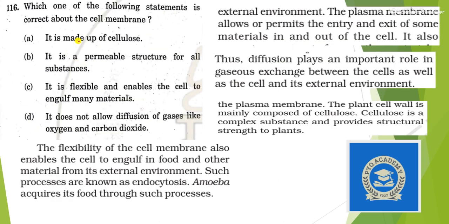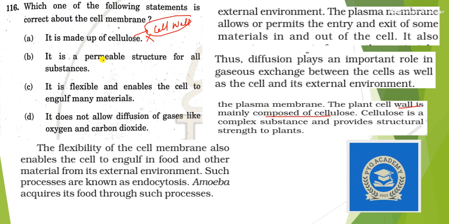Next, which one of the following statements is correct about the cell membrane? So it is made up of cellulose? No, this is wrong, because not the cell membrane, the cell wall is made up of cellulose. You can get this in the cell chapter. You can see here the plant cell wall is mainly composed of cellulose.